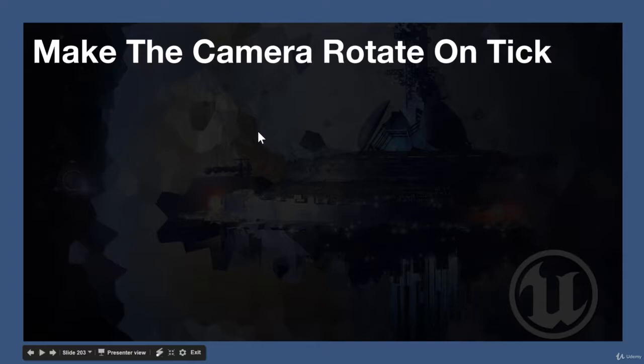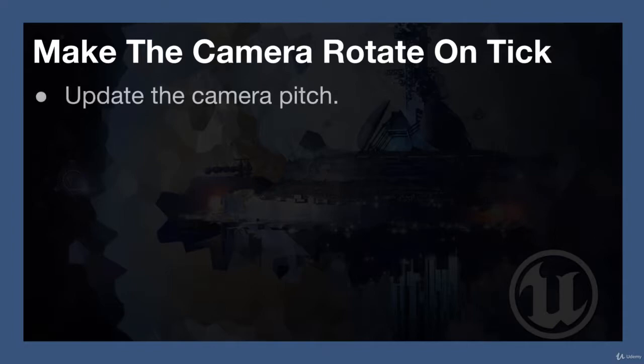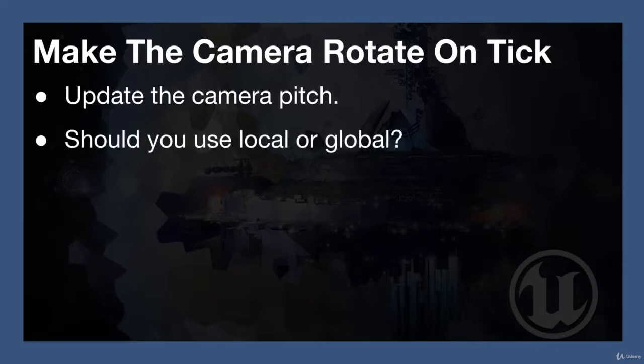So I would like you to see if you can make the camera rotate on tick. So every tick updating the rotation to look at the pawn's rotation. A few points to consider: update the camera's pitch rather than the whole rotation of the camera. And should you be using local or global coordinates? So pause the video and have a go at this little challenge.